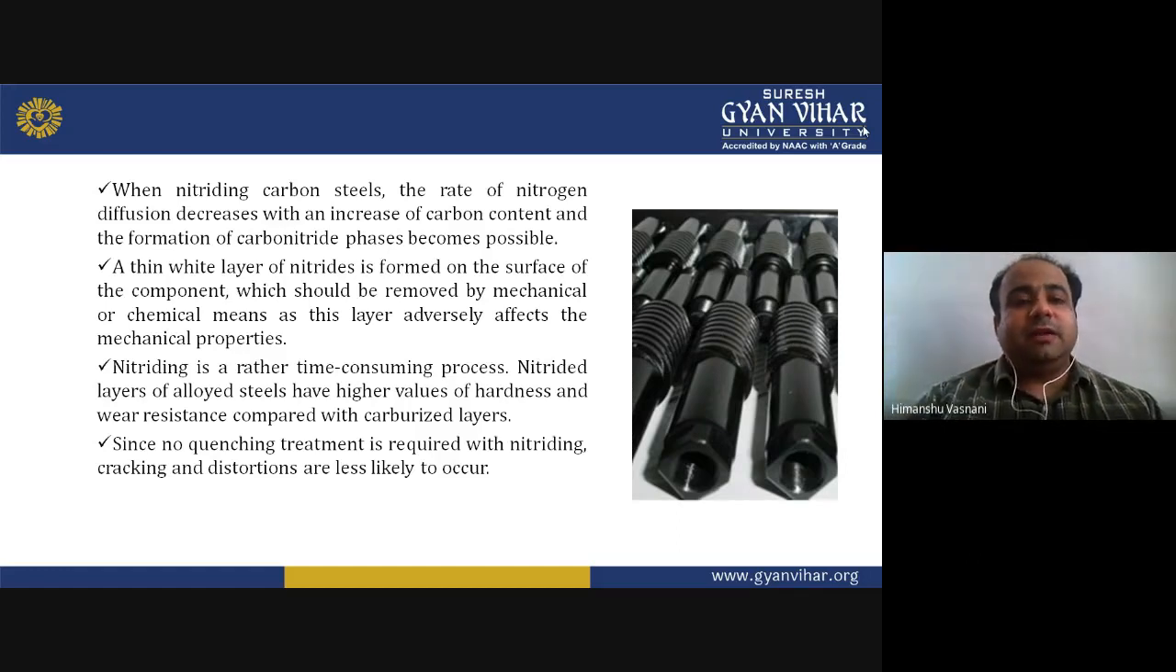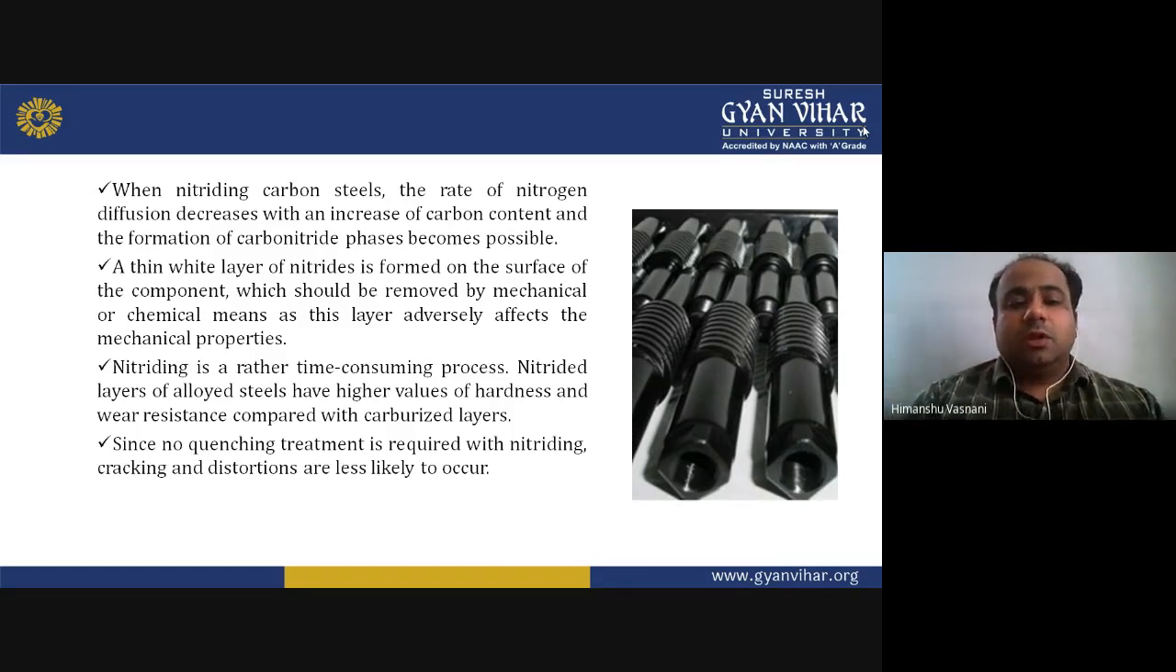Nitrided layers of alloy steels have higher values of hardness and wear resistance as compared with carburized layers. Now there comes another application. When you compare nitriding with the carburizing process, the nitrided layers of alloyed steels have higher hardness and wear resistance when compared with carburized layers. So this is a point of concern.